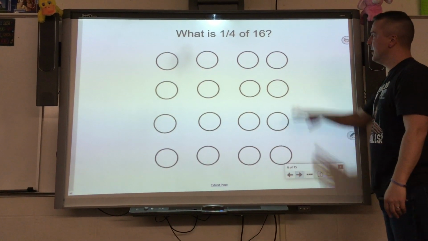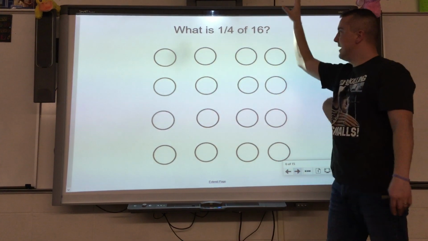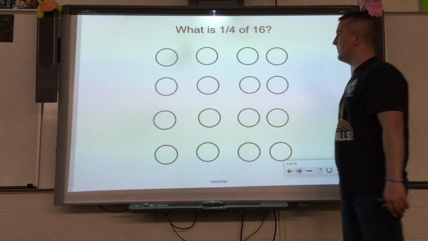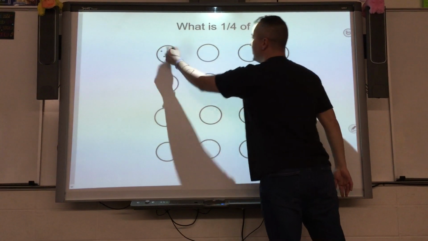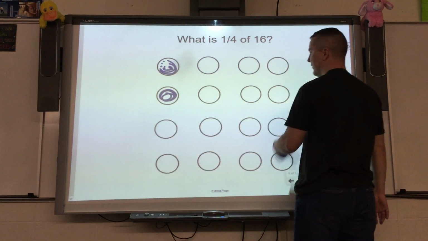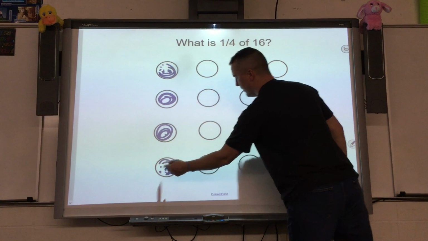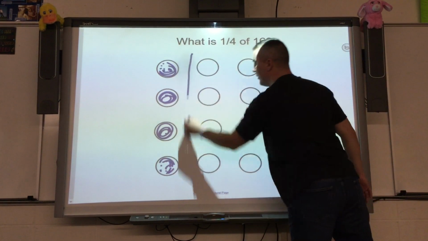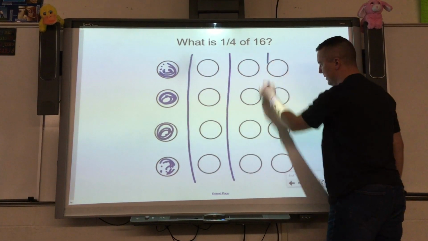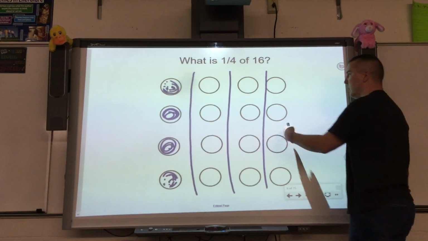Let's try another one. There are 16. 4, 4, 4, 4. And they're asking what is 1/4 of 16. Well, for every 4, I'm going to shade in 1. There's 1 out of 4, 2 out of 4. There's another 1 out of 4, another 1 out of 4. If you do it vertically, I shaded in one whole column out of 4.